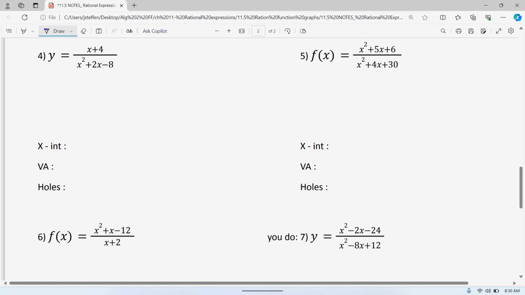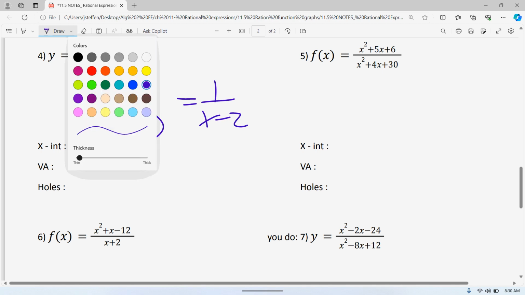Do this the exact same way we just did. Now I'm just asking for holes. Factor if you can. So it's x plus 4 over... Factor this. Factors of -8 that add up to 2 are x plus 4 and x minus 2. x plus 4 on top, x plus 4 on bottom, so they cancel. So all we have left is 1 over x minus 2.